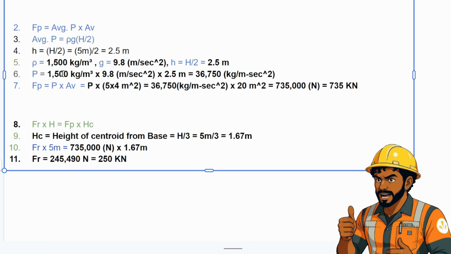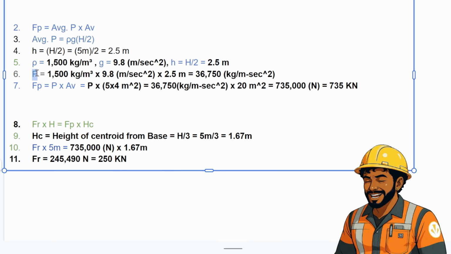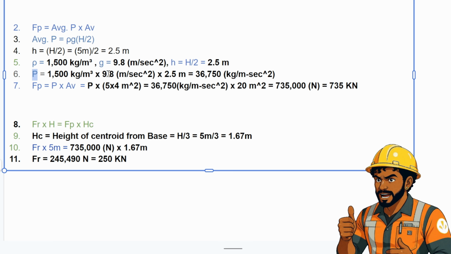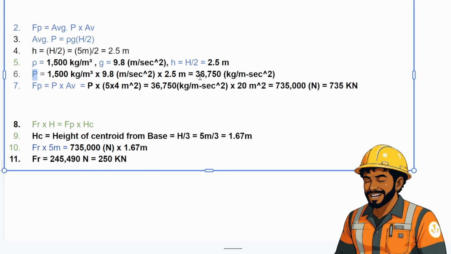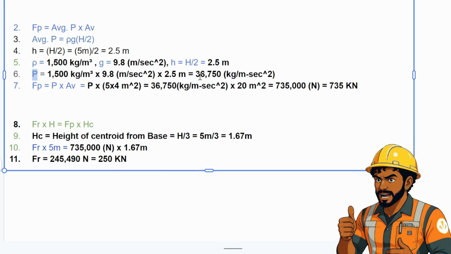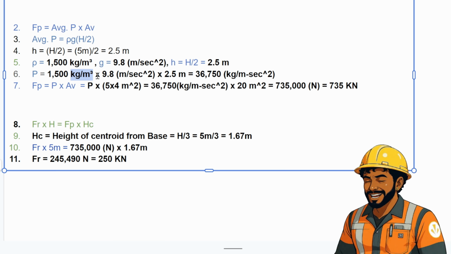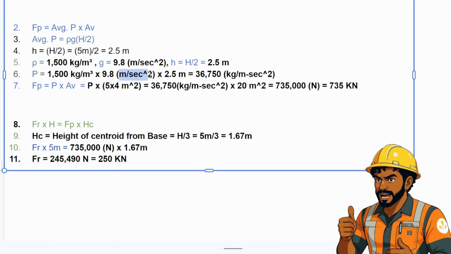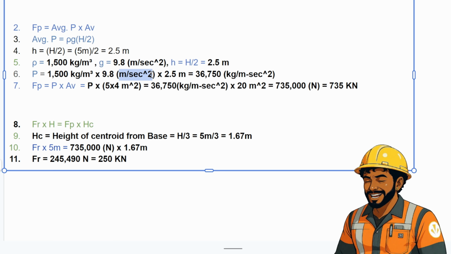So based on this, the average pressure can be calculated as 1500 times 9.8 times 2.5, which is 36,750 kilograms per meter second square. The units are very important, guys. So what I always do is, for everything I'm substituting in this particular problem, I always write their units, and if there is something to be cancelled out between different units, I cancel them out.